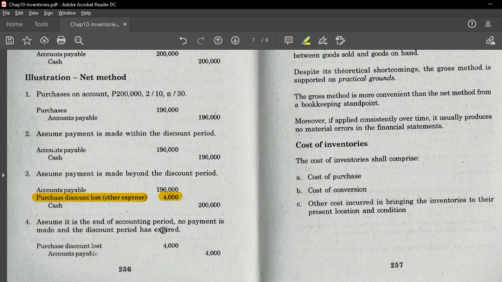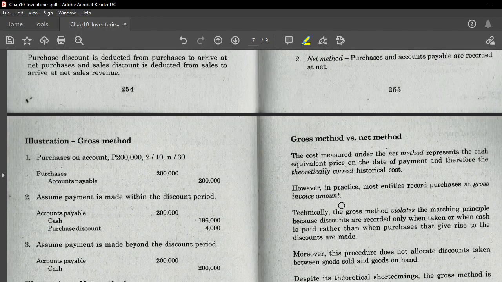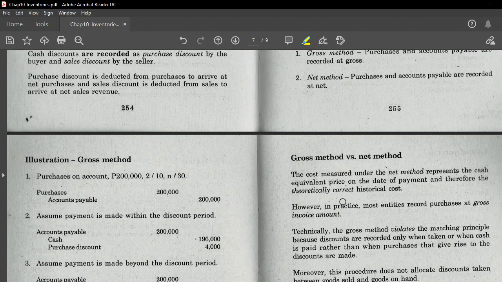Kung ikaw si seller, unya nag-net method ka, unya wala nibayad within the discount period imong customer, so we call it sales discount lost, and that is part of your other income. Kung ikaw si seller. Okay? So that's how you account for your gross and your net method.